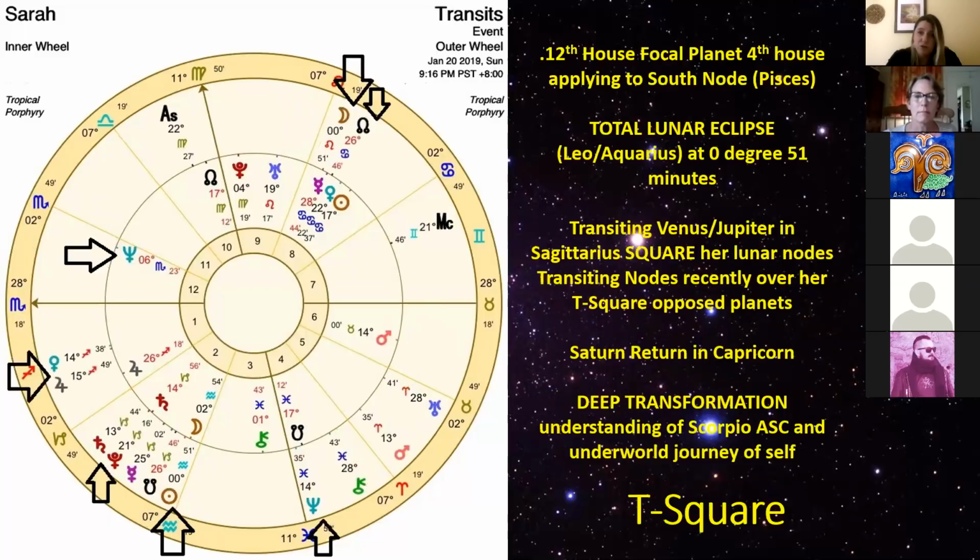And then finally, there was a total lunar eclipse in Leo Aquarius at 0 degrees 51 minutes. I look at this as at the beginning of this year, with the job security, she's been there a year in her new job, but having the time to reflect on everything that's come in the last, say, 7 years or so, 8 years, going into 9 years now, and what's next. There's been a deep transformation for Sarah, understanding the Scorpio ascendant, but also the underworld journey of herself. And as part of her Saturn returning Capricorn, how I'm going to rebuild. These are the things up for Sarah right now.